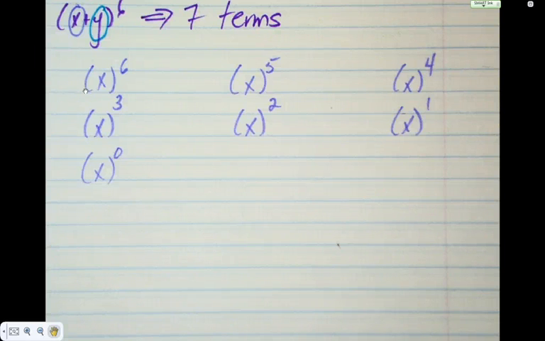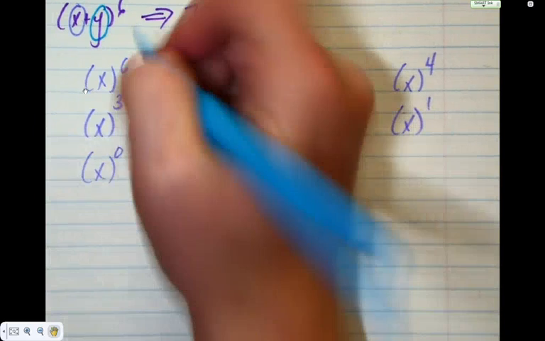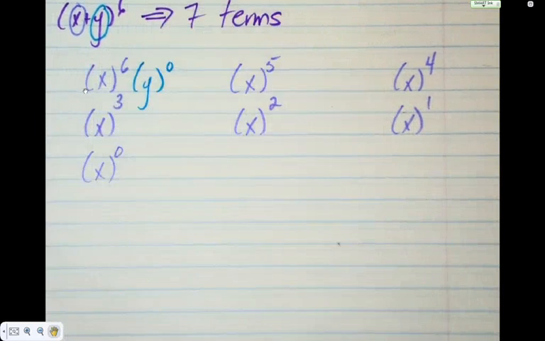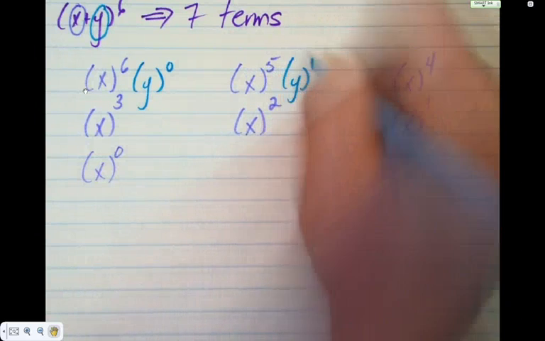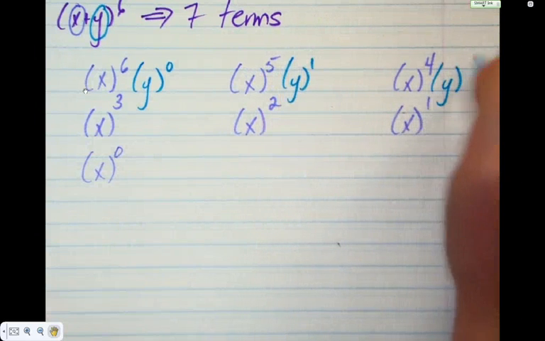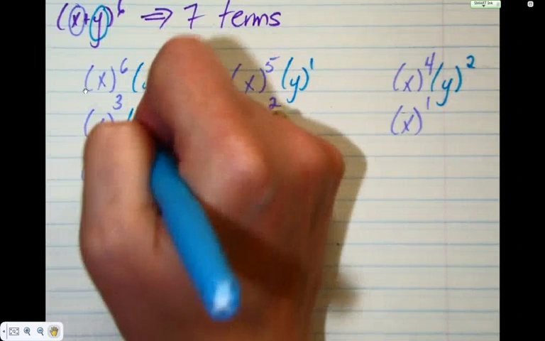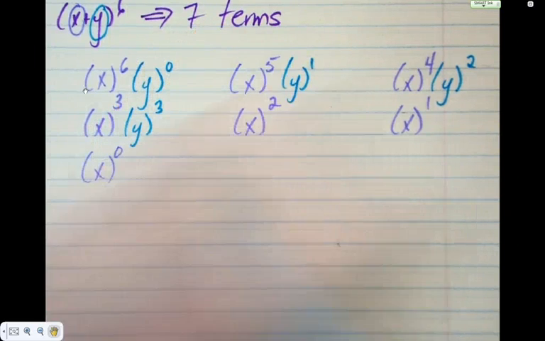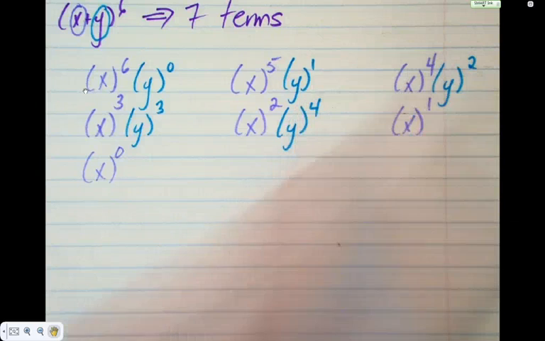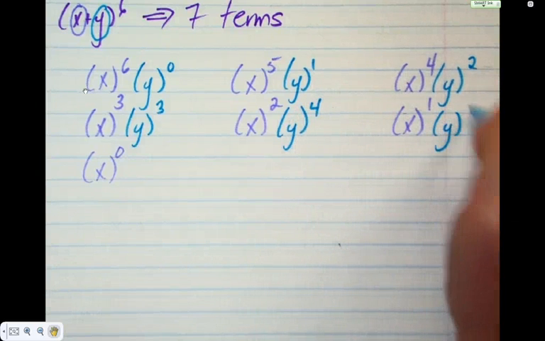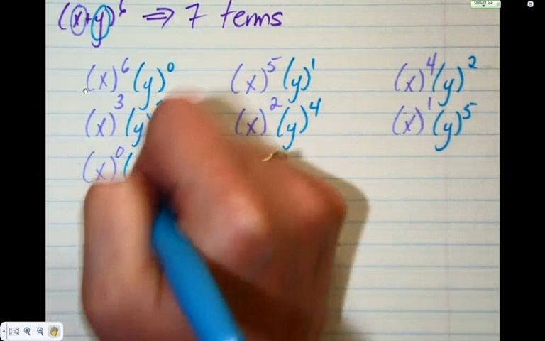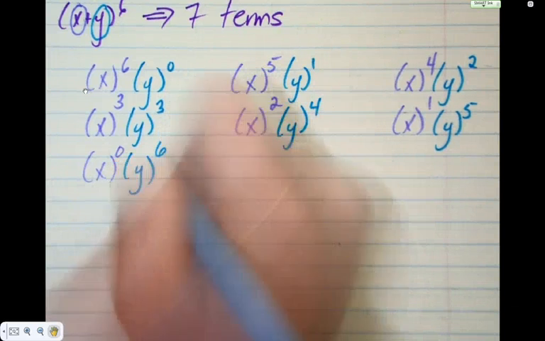And I'm going to switch colors now, and I'm going to do the exact same thing with the y. Y is opposite. It starts with 0 and goes up to 6. So I know I have a y to the 0, and I have a y to the 1, and a y squared, and a y cubed, and a y to the 4th, and a y to the 5, and a y to the 6th.